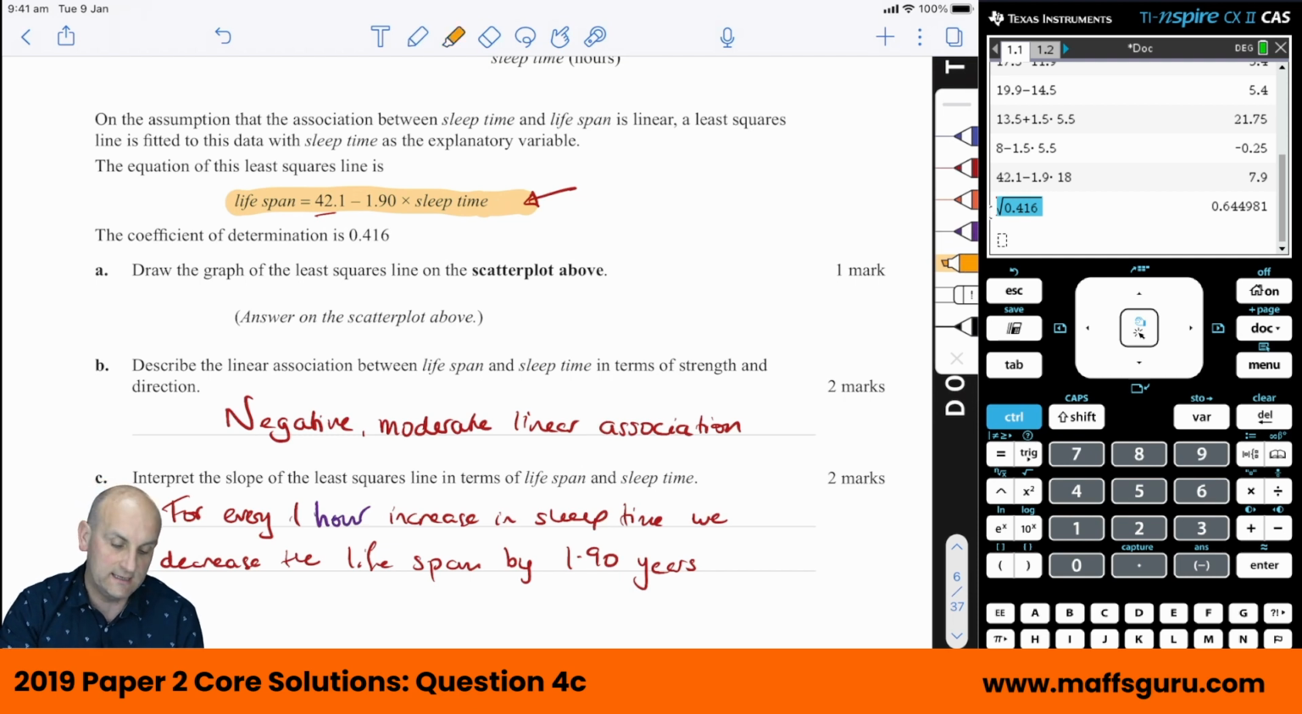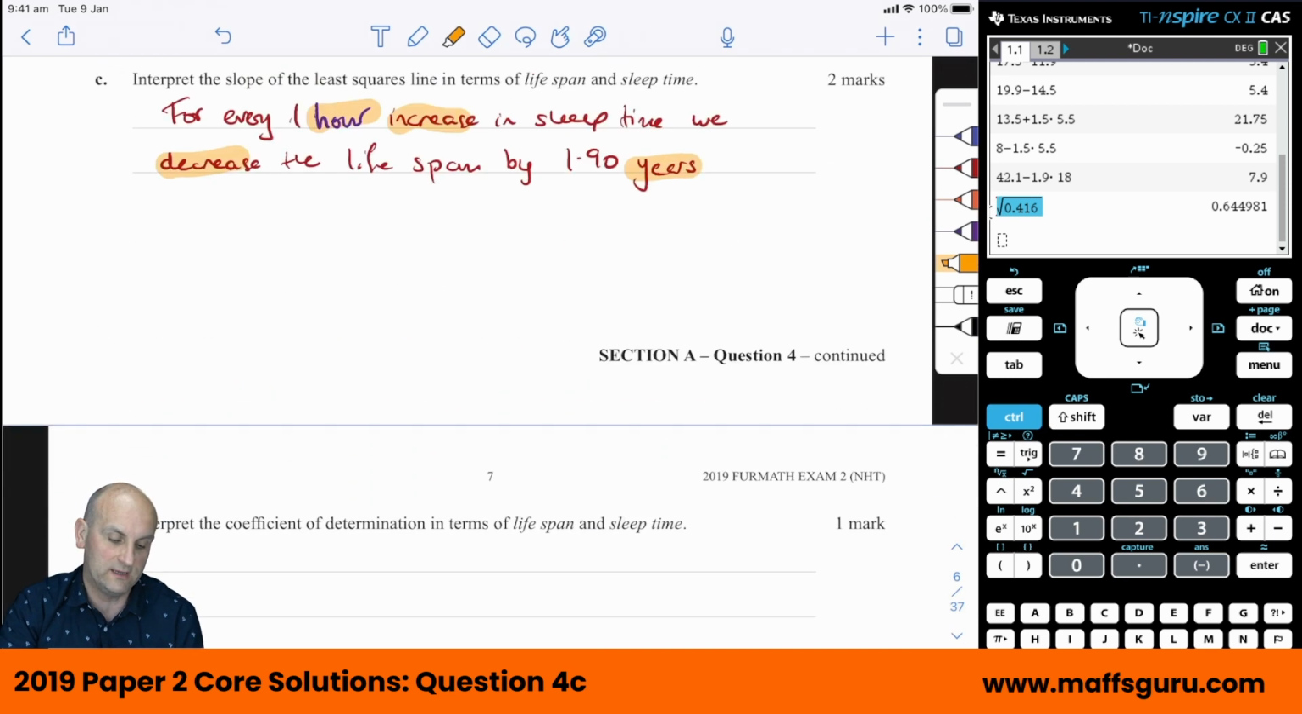The units, ladies and gentlemen, are critically important. Increase, decrease, all that for 2 marks. The mark scheme said, on average, lifespan decreases by 1.9 years for each additional hour of sleep time. Those were where the 2 marks were given.